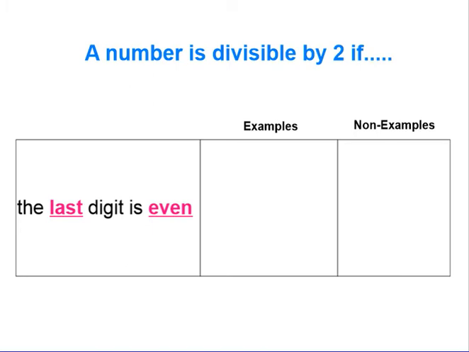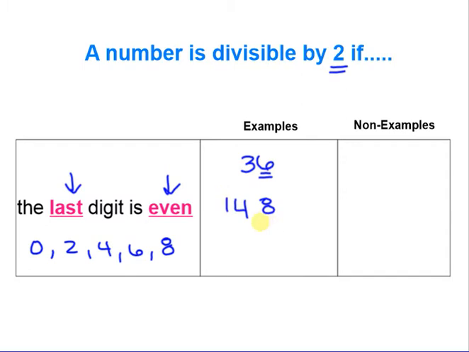Now, there are some rules for divisibility to help us very quickly get to the answer. A number is divisible by 2 if the last digit of the number is even. Some examples would be the number 36, because the last digit is 6, and 6 is an even number. And just to remind you, the even numbers are 0, 2, 4, 6, and 8. The number 148 is also divisible by 2 because it ends in an 8. And then we can take it up to the 10,000s. 11,294 is divisible by 2 because it ends in a 4.